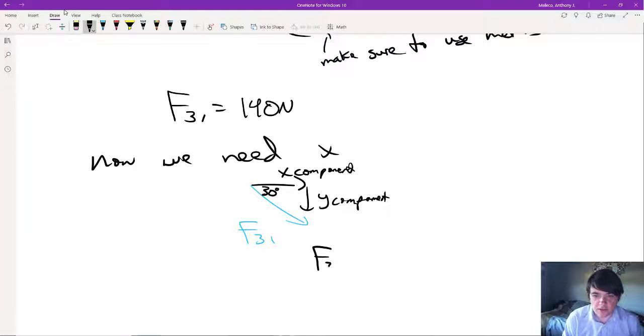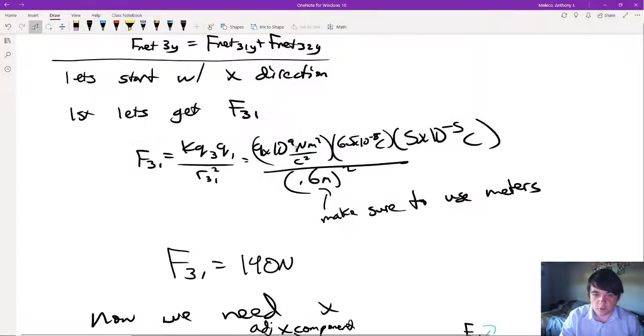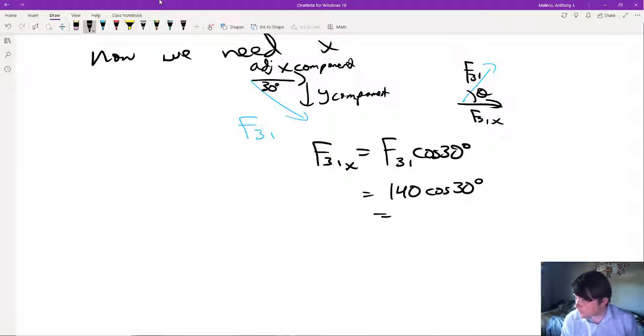So the x component, F31x, equals cosine of this angle, because if you were to flip this over, this is a much more typical setup, right? Where this is F31x. It's the adjacent side, okay? So we just do F31 times cosine of 30 degrees equals F31x. And then we'll do the y later on. So 140 newtons times cosine of 30 degrees equals 120 newtons. Great.